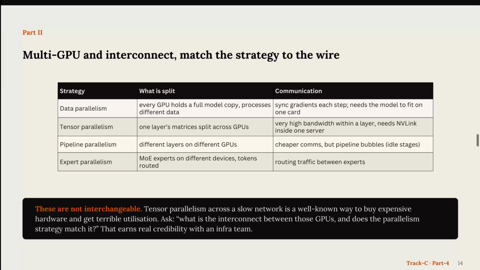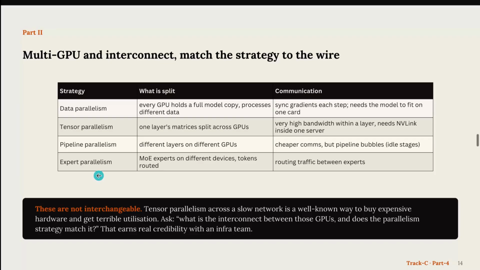Tensor parallelism: one layer's matrices are split across multiple GPUs. This requires very high bandwidth within the layer. It would need good networking links like NVLink within one server where there are multiple GPUs. Pipeline parallelism: different layers on different GPUs altogether. Communication is cheaper, but the pipeline itself has bubbles because there are idle stages. Some of them will be waiting on others to complete, and so on.